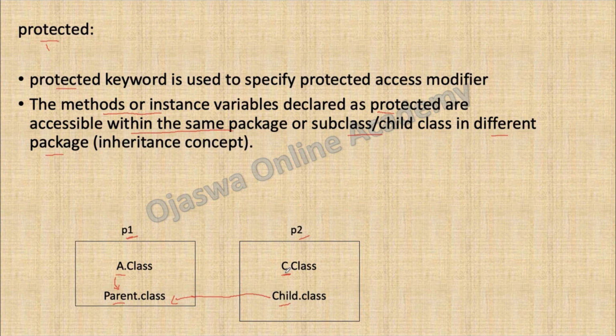Why? Because class C is in a different package and protected members are only accessible within the same package or in a different package if it is a child class. Class C is not a child class of this parent class and it is in a different package. So class C cannot access protected members of class parent.